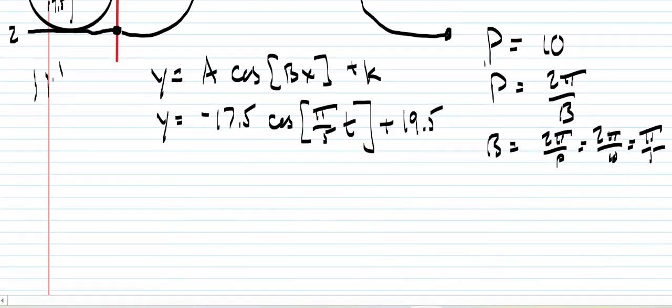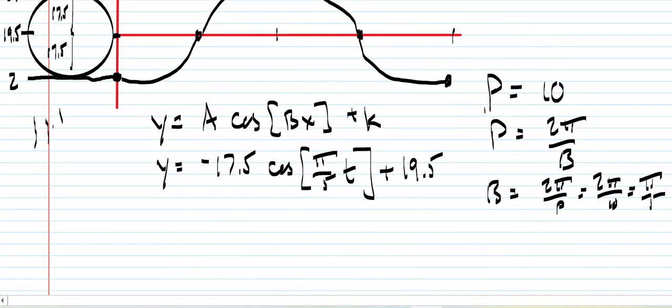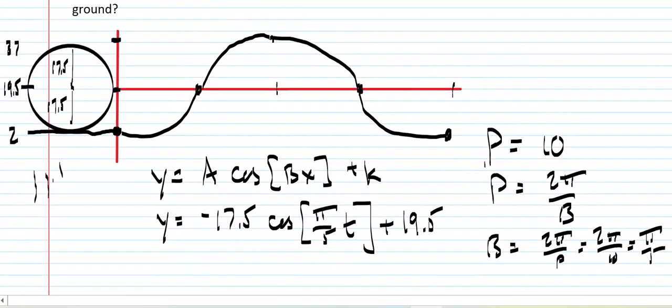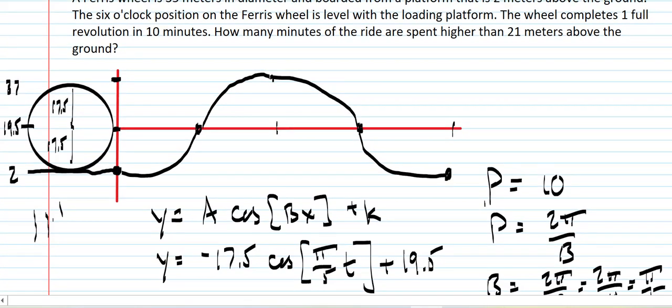All right, now going back to the problem again, we want to know how many minutes of the ride are spent higher than 21 meters above the ground? Well, 21 meters, so if we have 19.5 meters as the midline, 21 is going to be somewhere, let's say, up here.